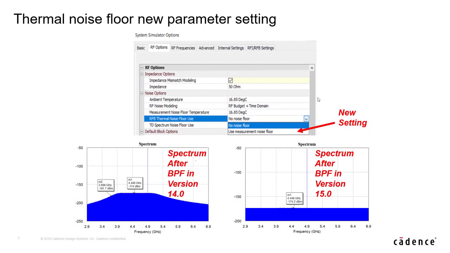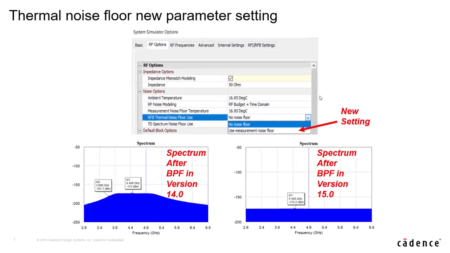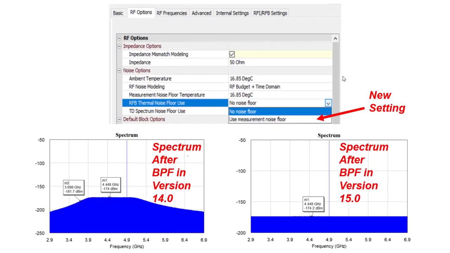Under Options, Default System Options, the RF tab, we added a new setting to use thermal noise as the noise floor. As clearly shown here, in the previous versions of VSS, one can measure a noise floor out of a filter that is significantly lower, in this case minus 174 dBm/Hz, due to the filter's response outside the band of interest. In 15.0, the noise floor is leveled at minus 174 dBm/Hz.